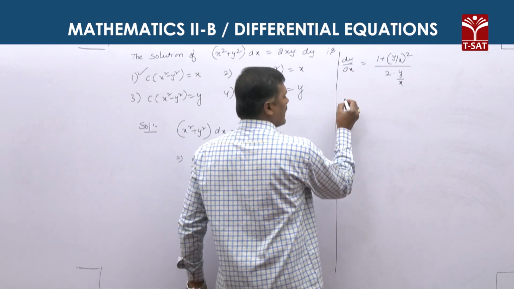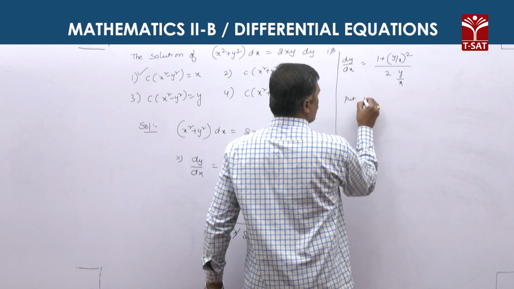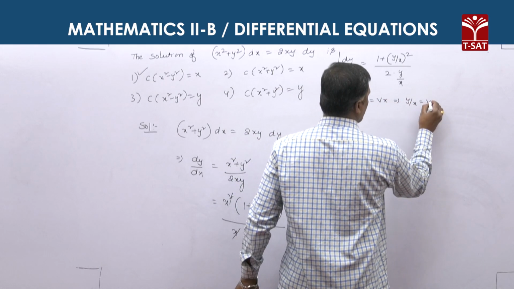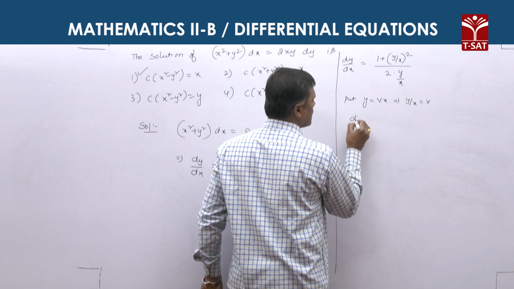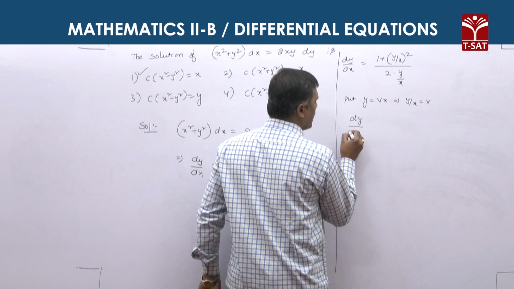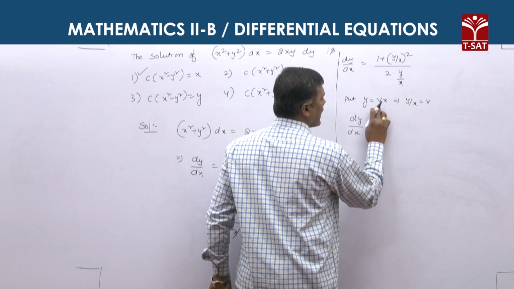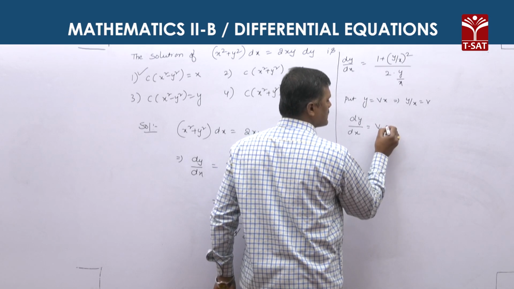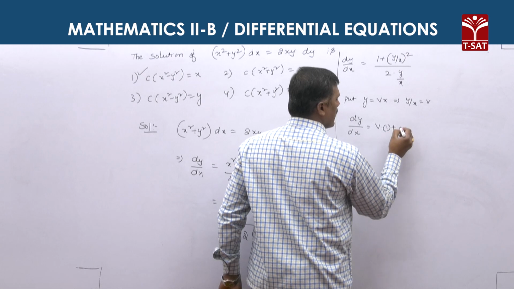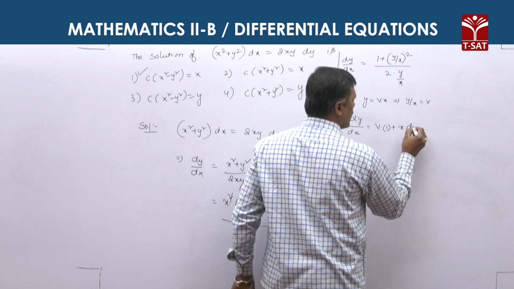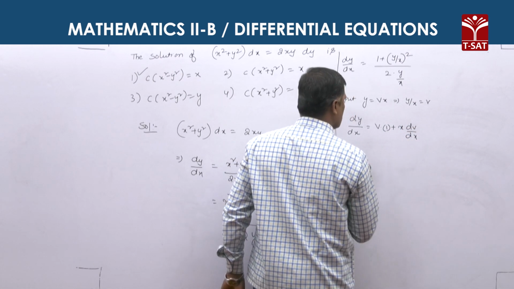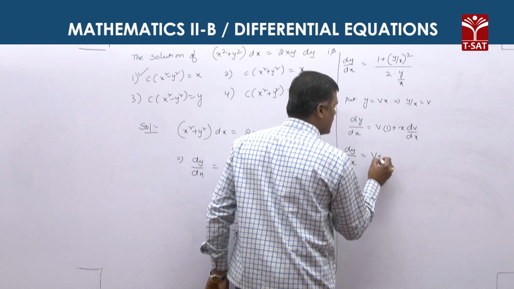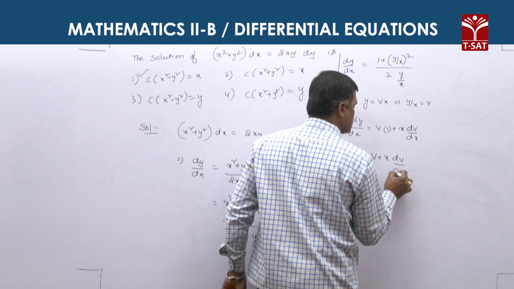Then put y by x is equal to v. Put y is equal to vx, that implies y by x is equal to v. Differentiating this function with respect to x, dy by dx is equal to vx. Apply the UV rule: first function v into the derivative of x, which is 1, plus x into the derivative of v with respect to x, dv by dx. Therefore dy by dx is equal to v plus x into dv by dx.